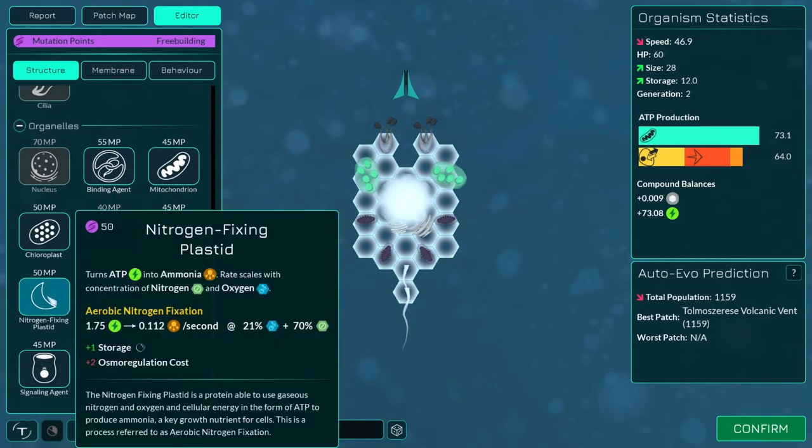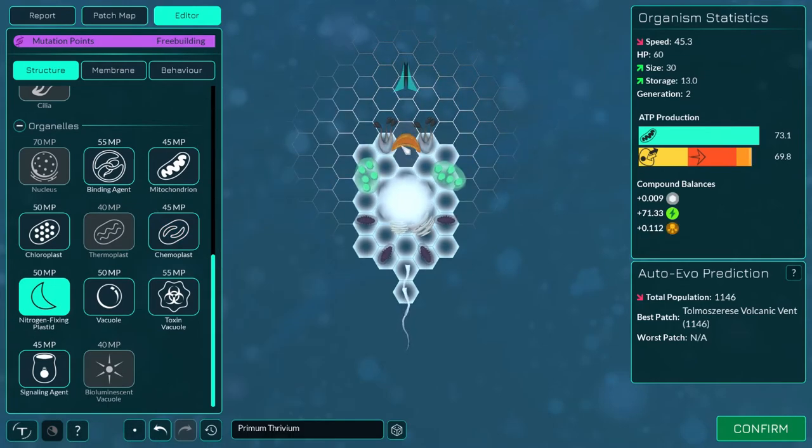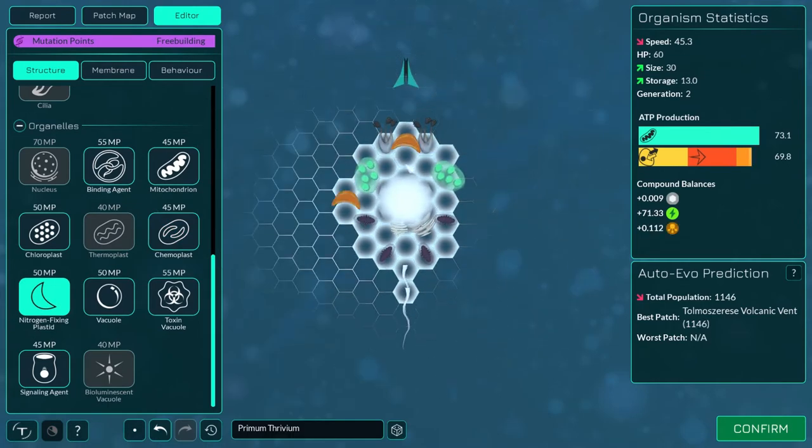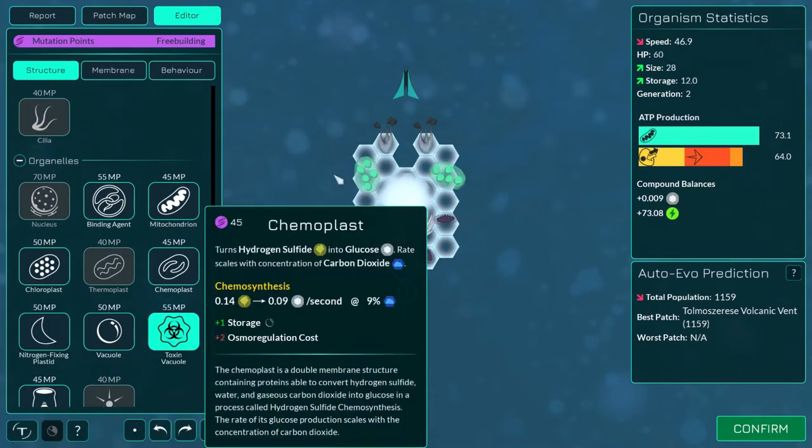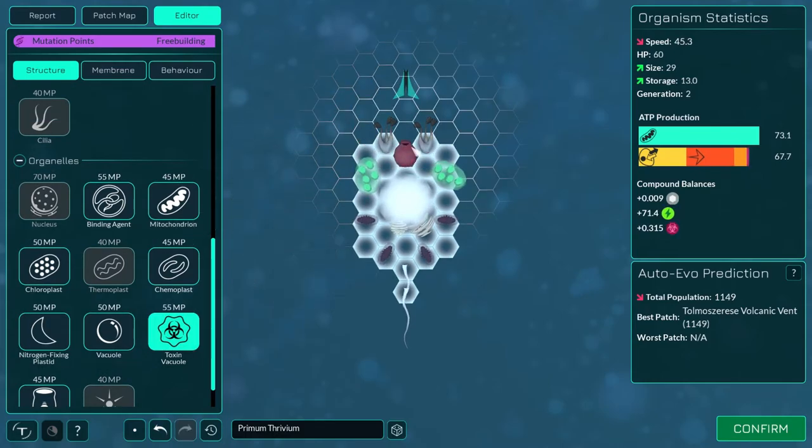Now, a cell like this is in a very good place to survive. You can do stuff like add nitrogen-fixing plastids in order to produce a little bit of your own ammonia, and this build right here can support it. You can also add on a toxin vacuole if you want to spit out poison. You can be a very effective ambush predator, lying in wait, perfectly fine because you are producing glucose on your own and will not starve to death, shooting at any unsuspecting cell that gets close to you, and taking any compounds that they have.